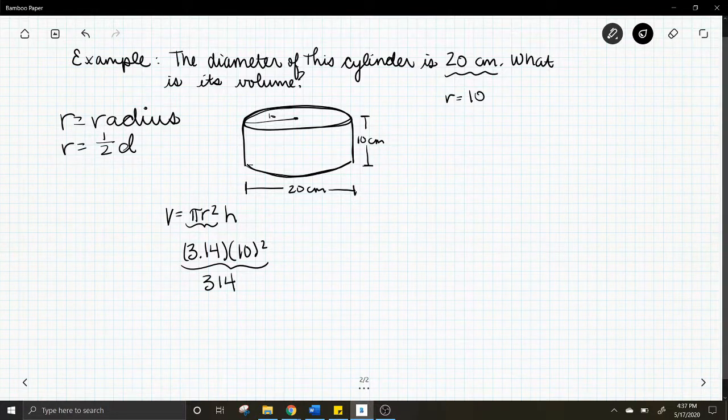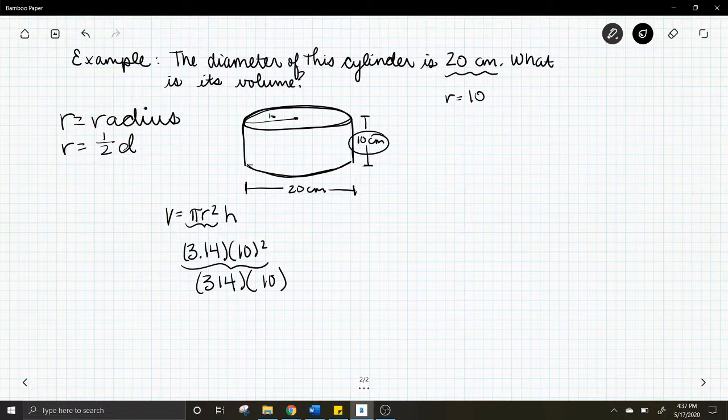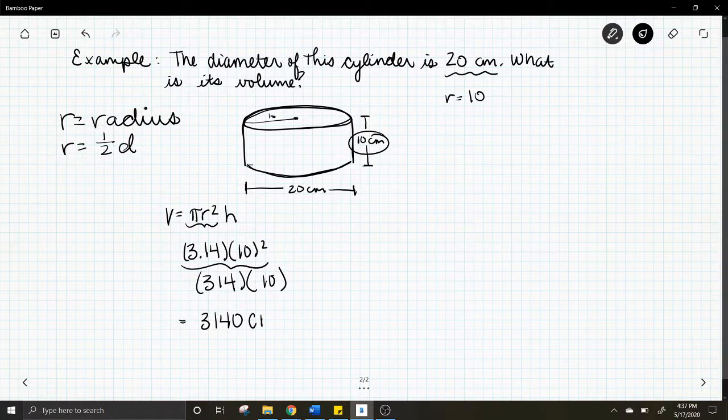I said 10, but it would really be 100, so I apologize for that. And then we take that area and we multiply it by the height of the cylinder. The height was given at 10 centimeters. So we have 314 square centimeters multiplied by 10 centimeters. So we have 3,140. And if you recall, because we've already done the volume of a rectangular prism, what we have now is centimeters cubed, or cubic centimeters.